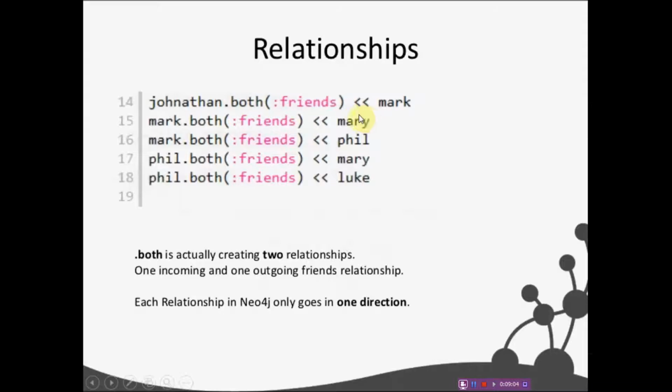Jonathan and Mark are friends, connected from both sides, so both directions. So Jonathan is connected or friends with Mark, and Mark is friends of Jonathan, Jonathan is friends of Mark. So it shows both directions. Similarly, Mark with Mary, Mark with Phil, Phil with Mary, Phil with Tooth. These four friends are connected to each other.